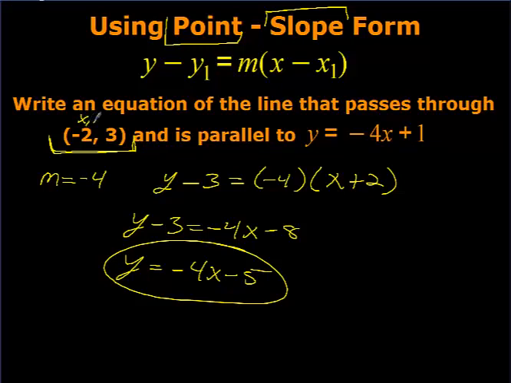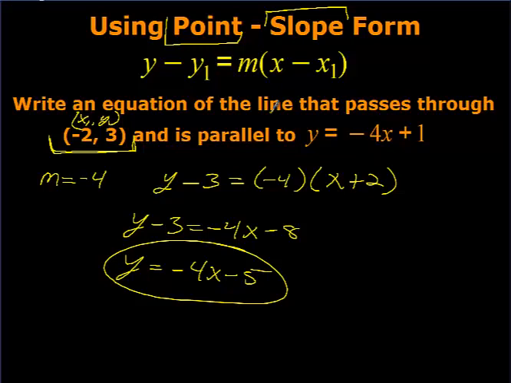Okay, so this is x1, y1, right? And this is the m, so all we're doing is plugging it into there. So we've got y minus y1, so y minus 3, equals our m, which is negative 4, times x minus a negative 2, the double negative goes positive. Okay, and then you just distribute on the right, add or subtract from the left, and you're done.